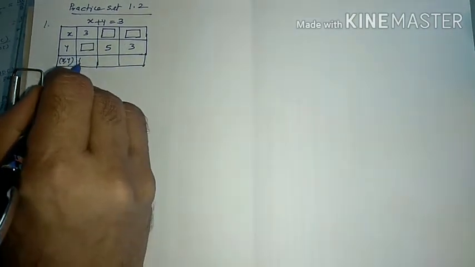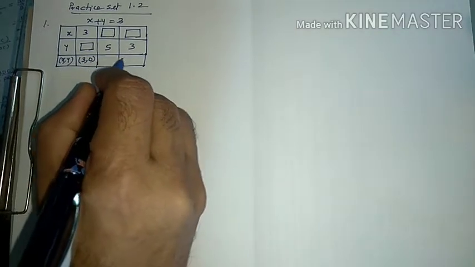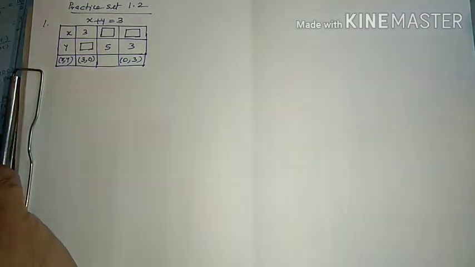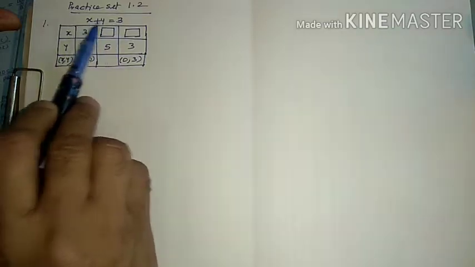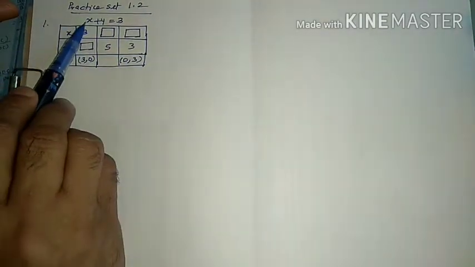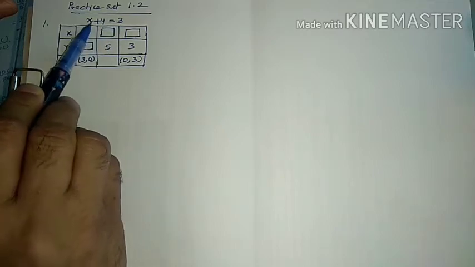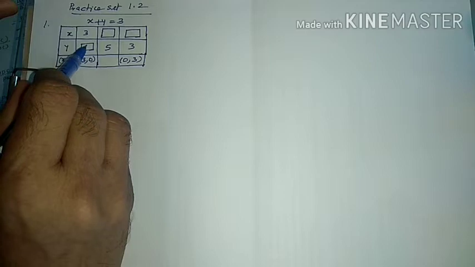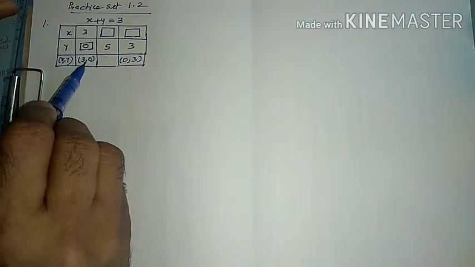In the coordinates here 3, 0. Here we have to find out here 0, 3. Now here we have to put the values. X is equal to 3, plus y equal to 3. 3 plus 0 equal to 3, you know. So y value is 0. So that is 0. Here 3, 0.